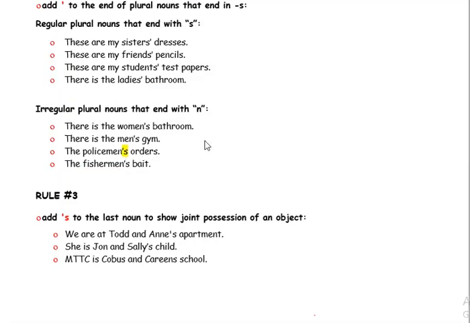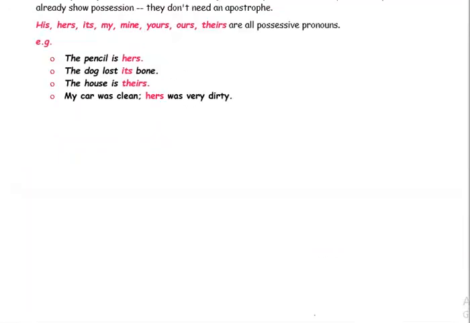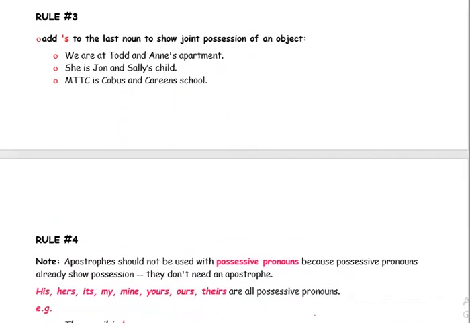Okay, so it looks like you guys are getting the hang of it, so we can move on to the next rule. And today we're only going to learn 4 rules. Okay, so it's very simple, very easy rules. Okay, rule number 3. Add apostrophe S to the last noun to show joint possession of an object. So if more than one person owns something, right, then the last name, the last person in the sentence will receive an apostrophe S.